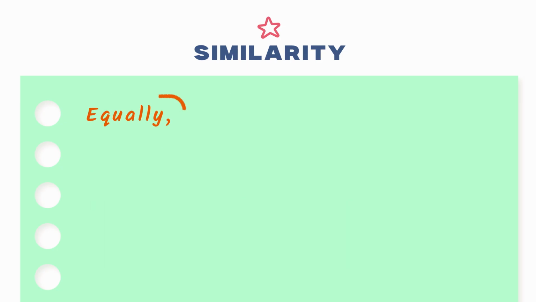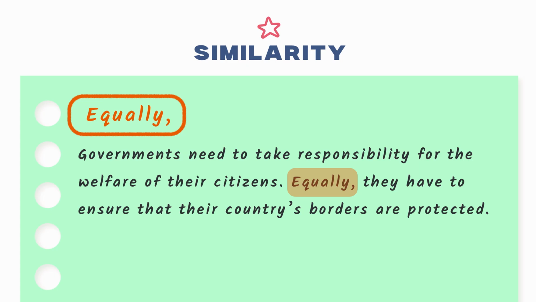Our next word is equally. Equally is also used to talk about similarity between two groups of people, or anything which are the same. For example, governments need to take responsibility for the welfare of their citizens. Equally, they have to ensure that their country's borders are protected.